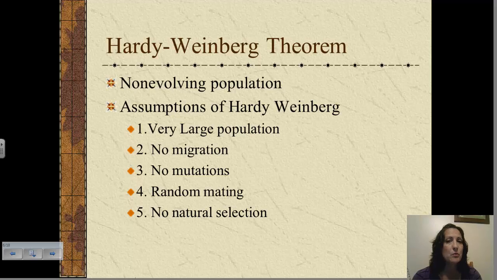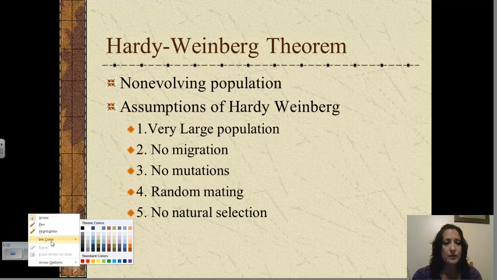Okay, so to work with these problems, we're going to use an equation that was developed by 2 scientists. So we have the Hardy-Weinberg theorem. And this really can only be applied to a population that is not evolving, or where the gene frequency is not changing. So in order for a population to have no change in their gene frequency, they must adhere to these 5 requirements.